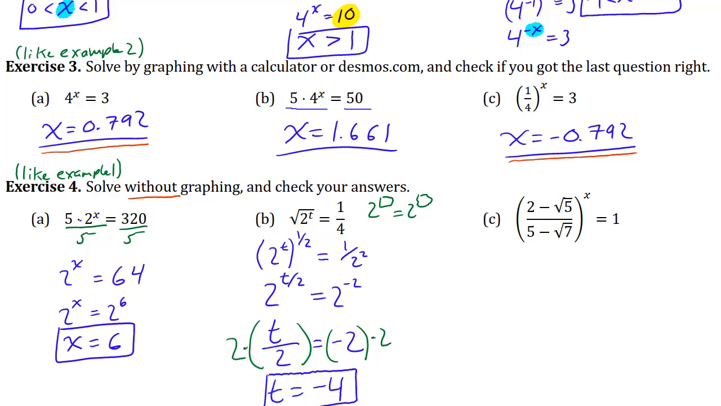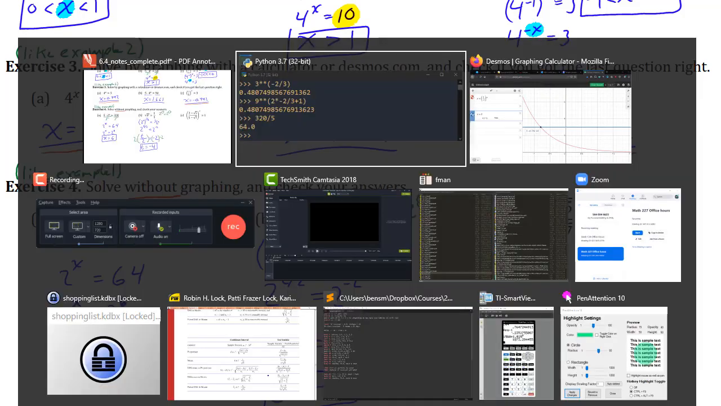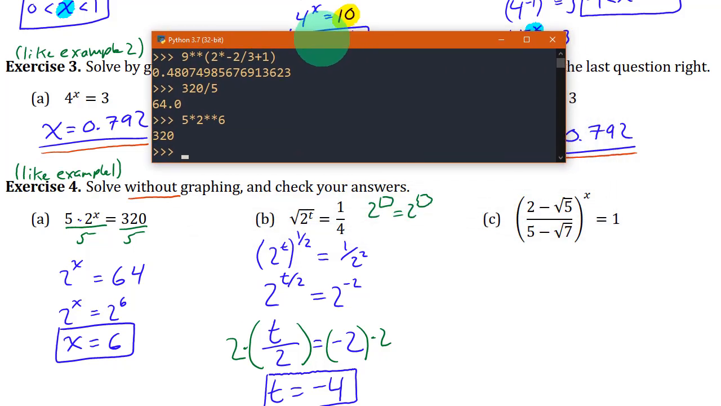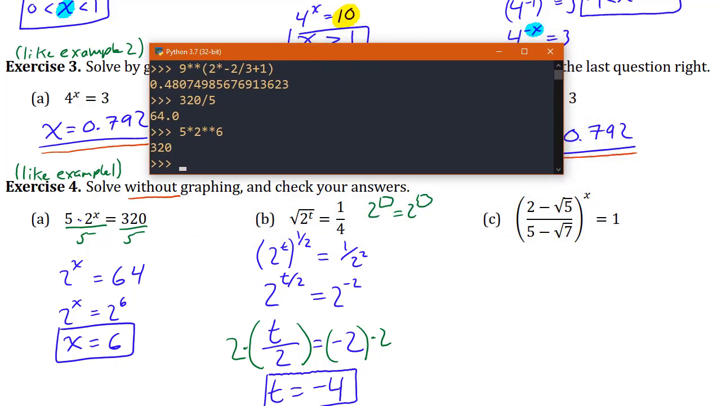All right, I said I was going to check these answers. Let's actually go back and check them. So with the first one, we're going to do 5 times 2 to the power 6. That gives you 320. With part B, if I want to do the square root of 2 to the power negative 4, that gives you 0.25, and of course 1/4 is also 0.25. Good.